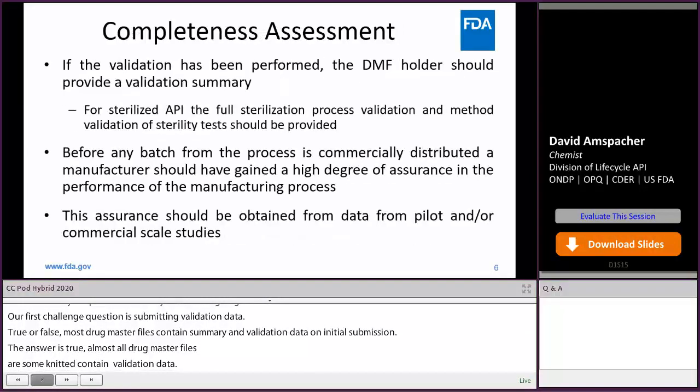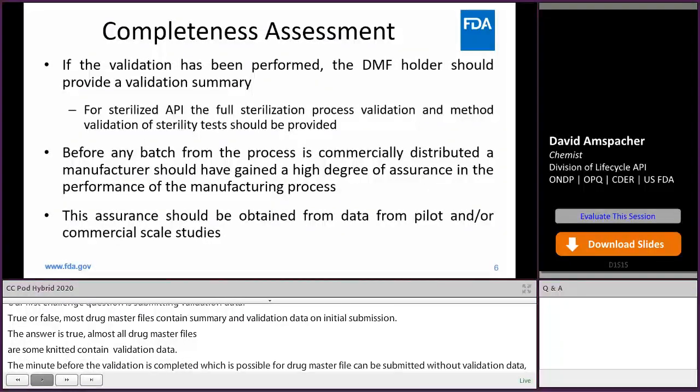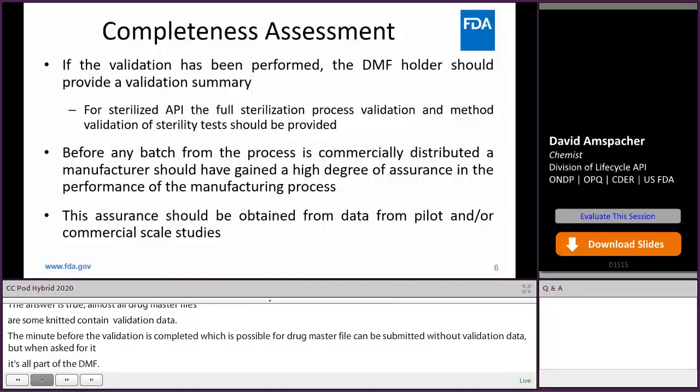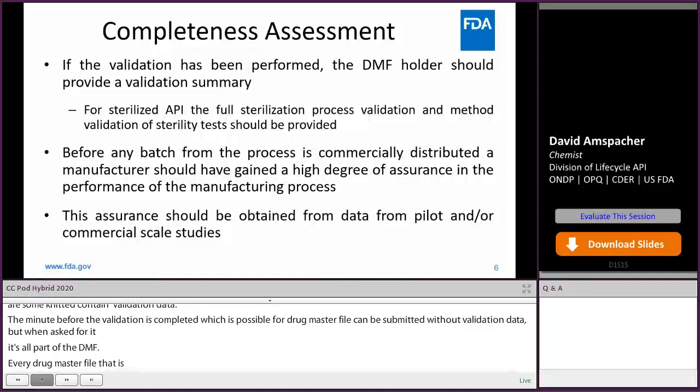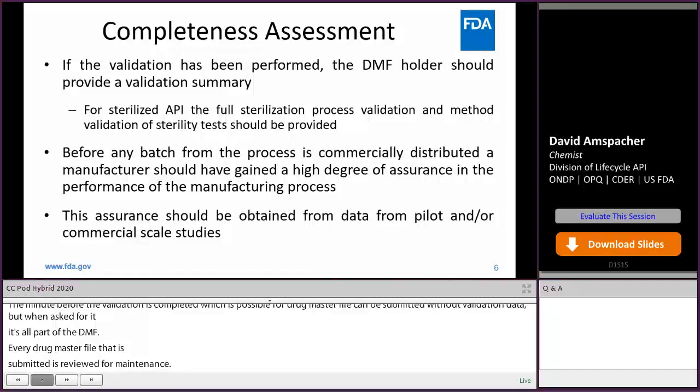This review process starts with the completeness assessment. Every drug master file that is submitted is reviewed for completeness. This is not a review of the content to see if it's adequate, but to see if there is data provided in each section of the drug master file for us to review. We'll look in section 3.2, S2.5, and see if it's there.